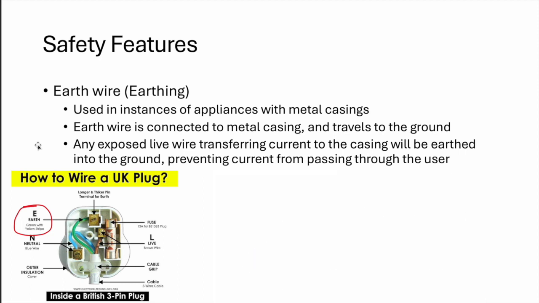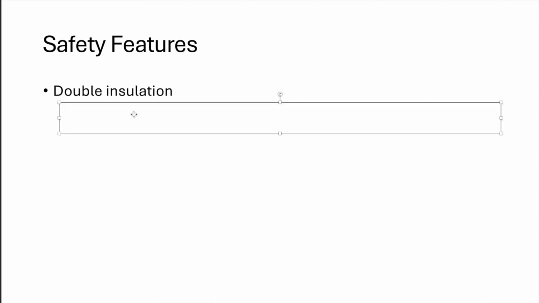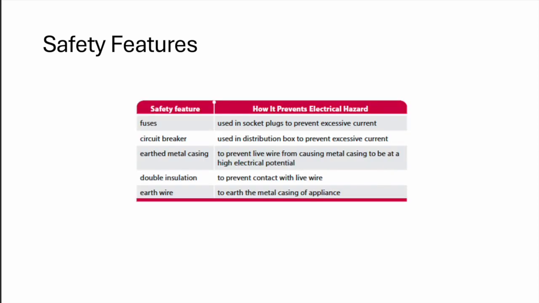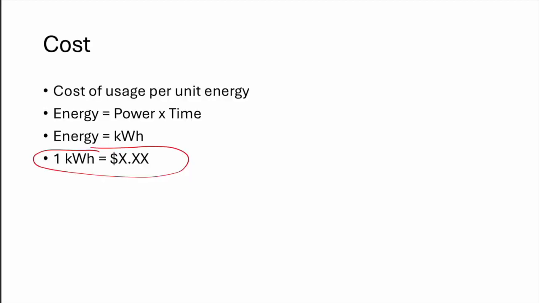Double insulation is pretty self-explanatory. If wires are already insulated, another layer is for further safety to prevent contact with the live wire. So this is a little summary table to show you the safety features and their uses. And lastly, this topic also talks about the cost of electricity usage. And this is quite self-explanatory because it's a very basic ratio.